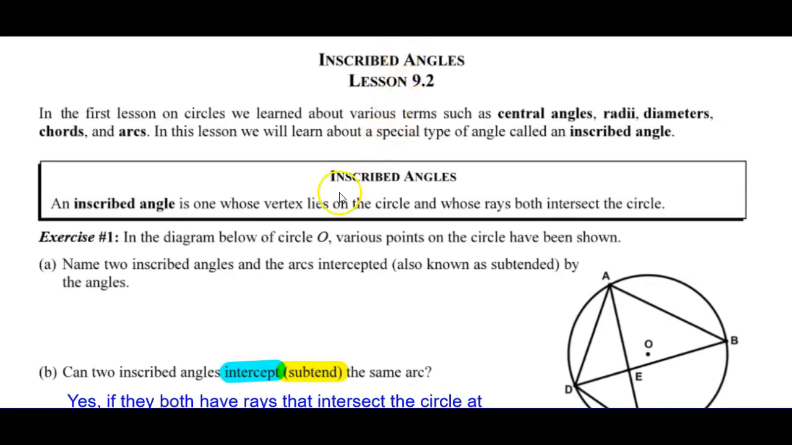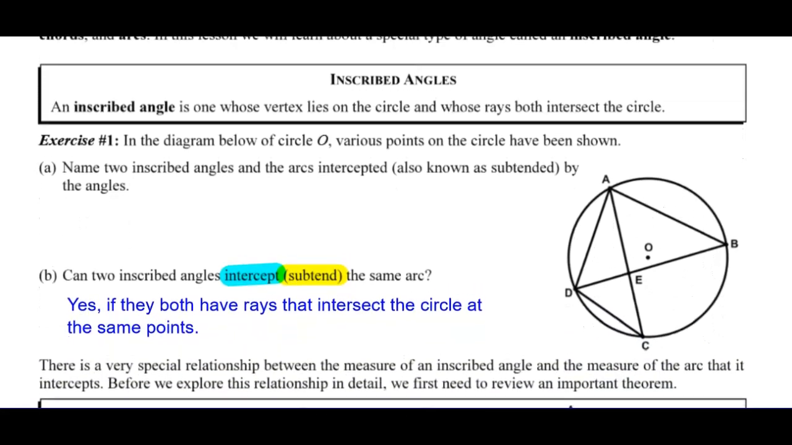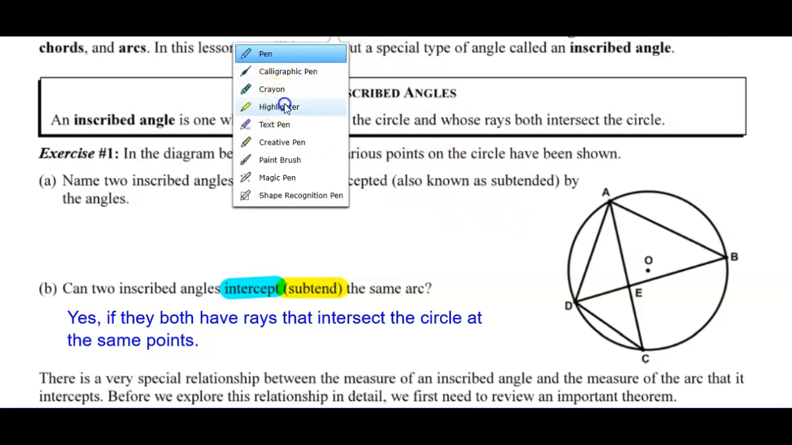It's one whose vertex lies on the circle, and that phrase "on the circle," remember, means that it is touching the circle's edge, not inside, not outside, and whose rays both intersect the circle, in other words, two chords. So in this diagram, we are looking for two inscribed angles and the arcs intercepted, also known as subtended, by those angles. So to find an inscribed angle, what we want to do is take a chord, and I'm just going to get my highlighter going here.